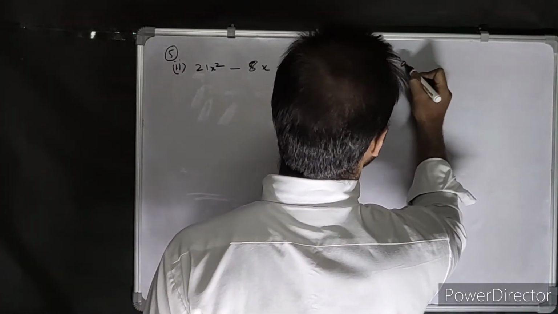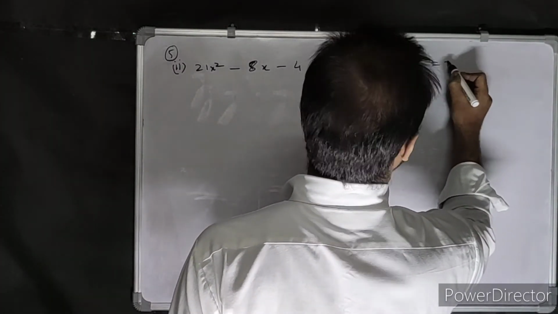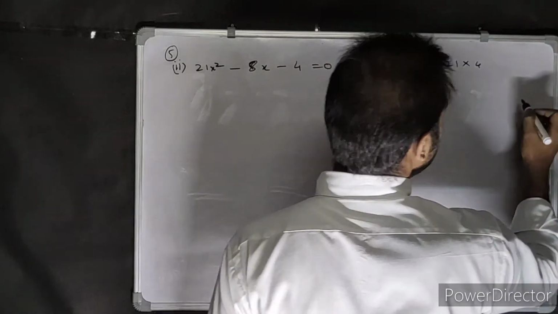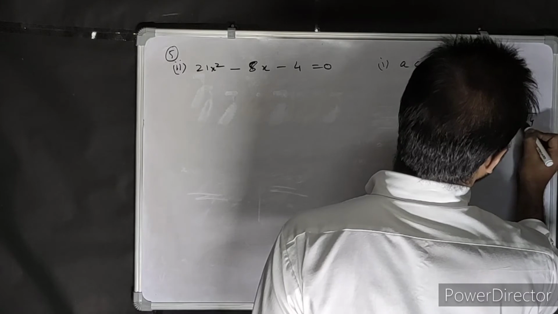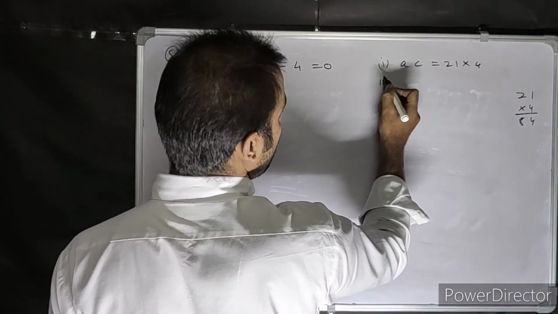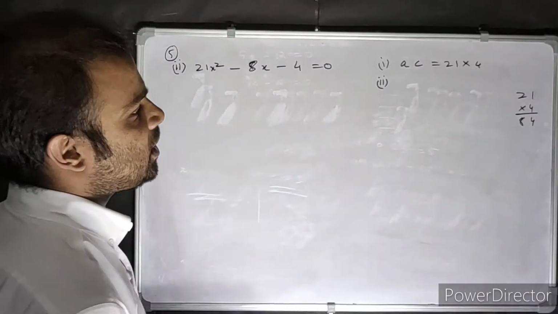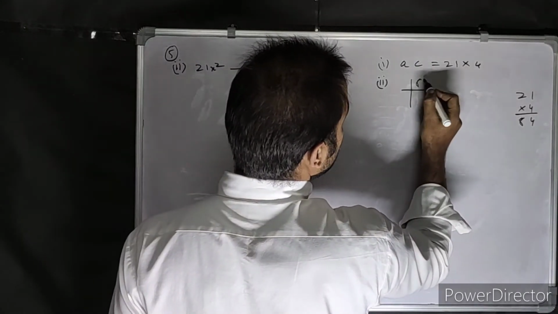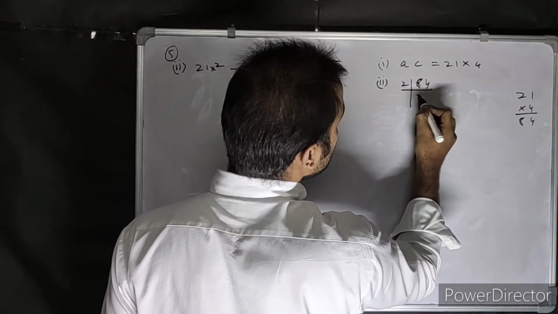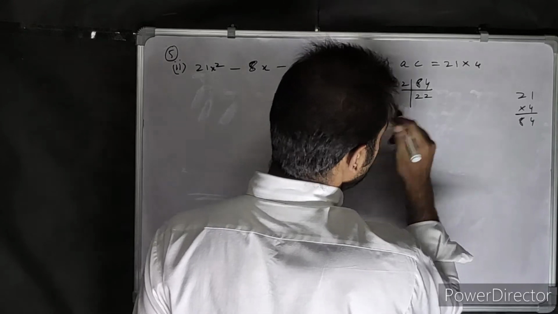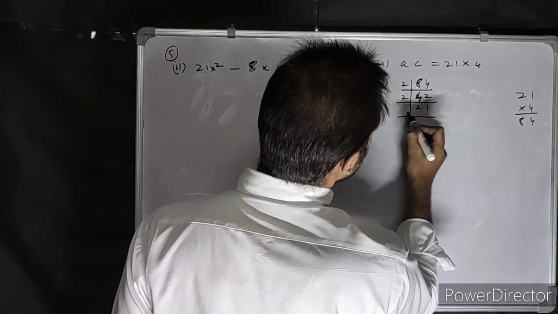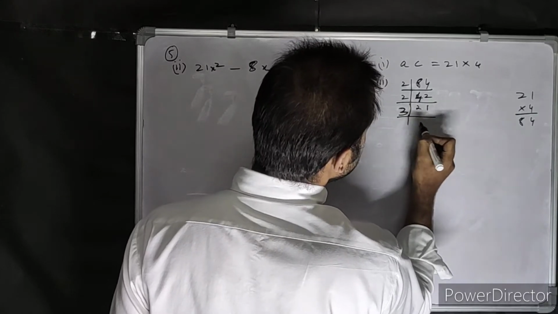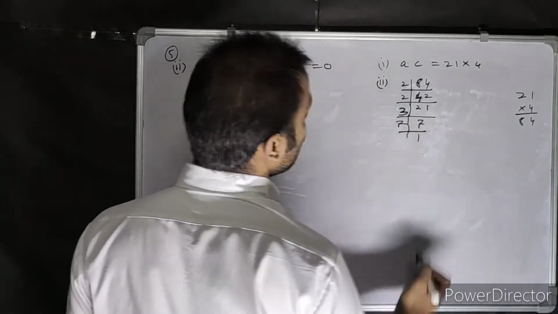So the first step would be AC, that will be 21 into 4. Everybody multiply in the rough. 21 into 4, that's 84. Second step would be the HCF of 84. Okay. So 84, 42, 21, 3 7s are 21, 7 1s are 7.